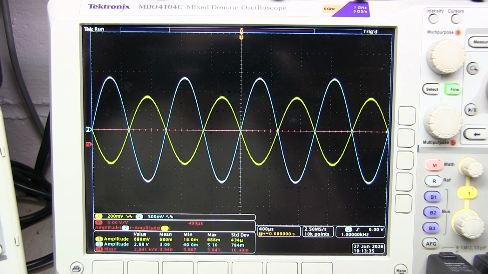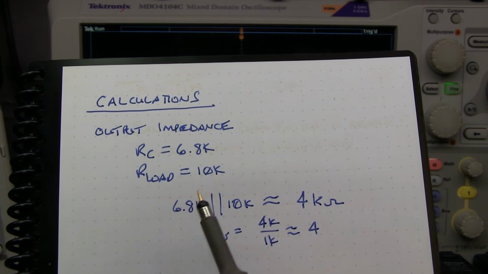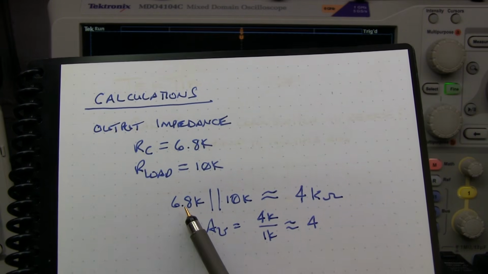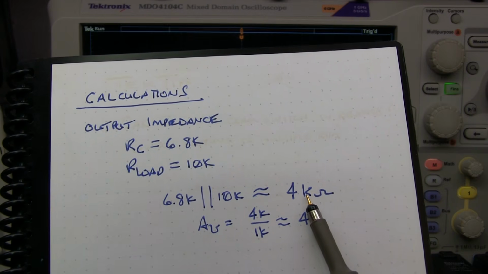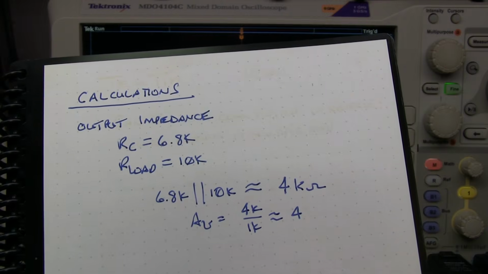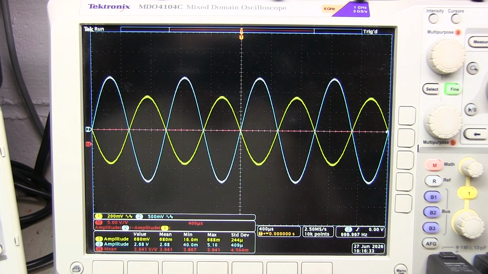Let's see if that makes sense. So quick calculation here. We take our collector resistor of 6.8k in parallel now with the 10k ohm load. The 6.8k and 10k in parallel is about a 4k ohm overall impedance, and therefore the gain is equal to about 4. And if we take a look at our scope, again the gain is about 3.94, close enough, not considering tolerances for the resistors.